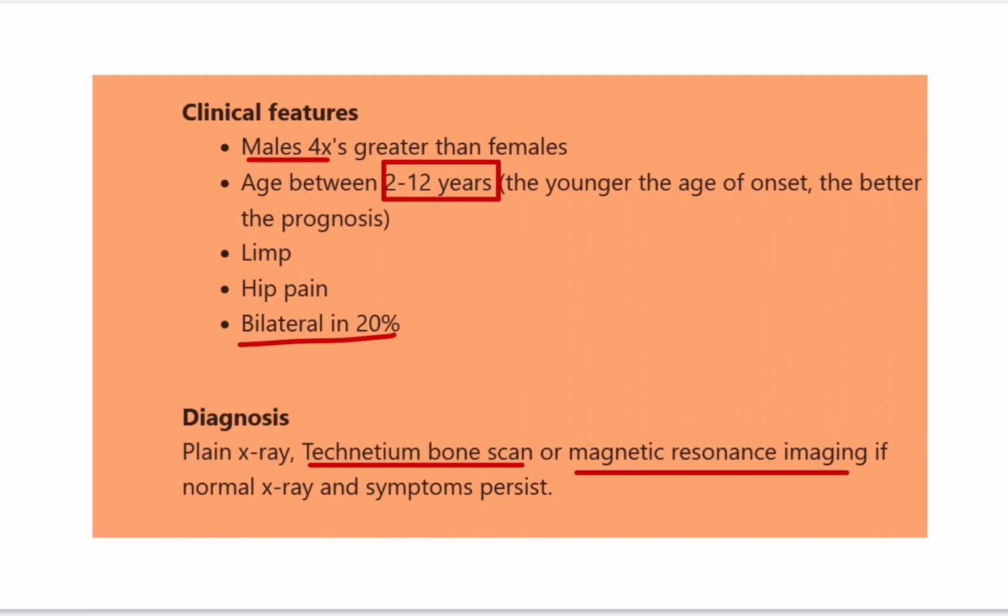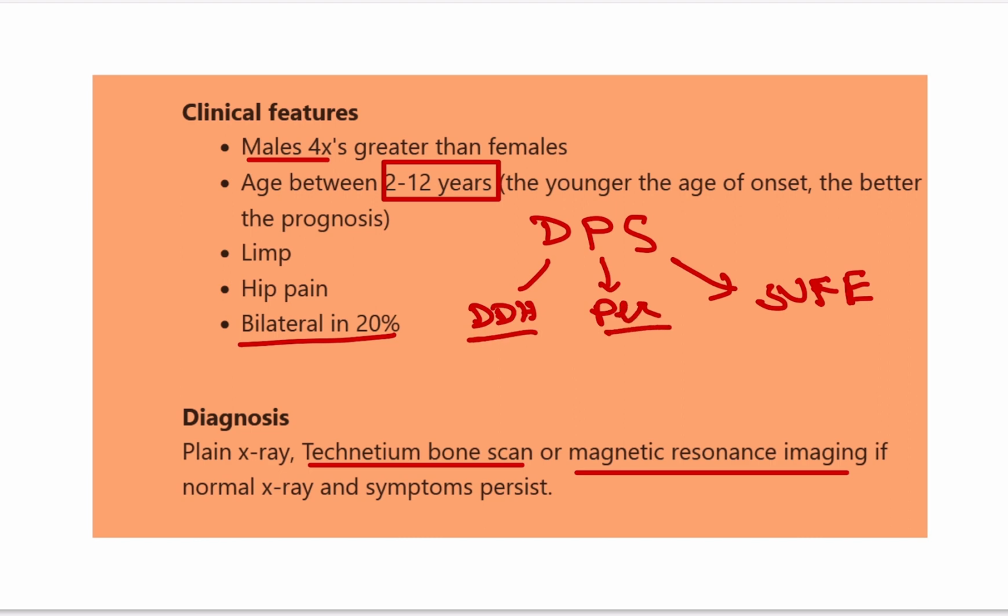In case of children, 3 important diseases develop, and the mnemonic is DPS. D for DDH, that means developmental dysplasia of the hip. P for Perthes disease, and S for SUFE, that means slipped upper femoral epiphysis. So DDH, Perthes and SUFE. And the age group is very important because the clinical features are almost similar in all these pathological conditions: DDH, Perthes, and SUFE.